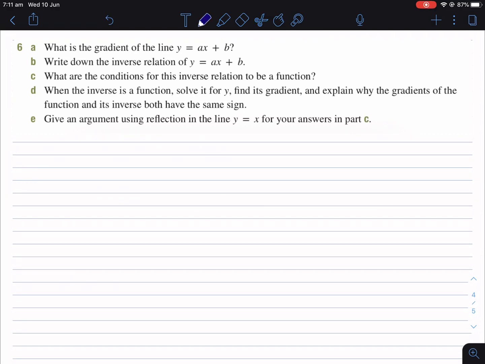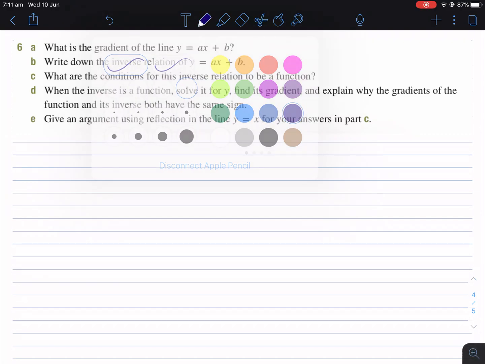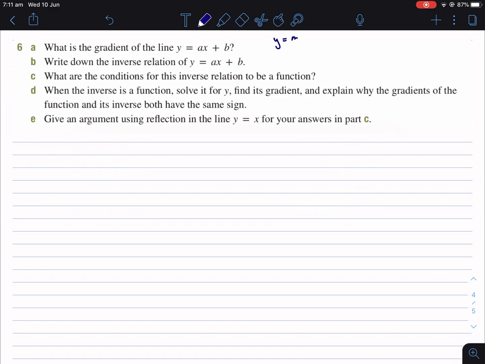All right, question 6a. It's fairly easy. You know how y equals mx plus c, and that's the gradient? Well, here the gradient is a.